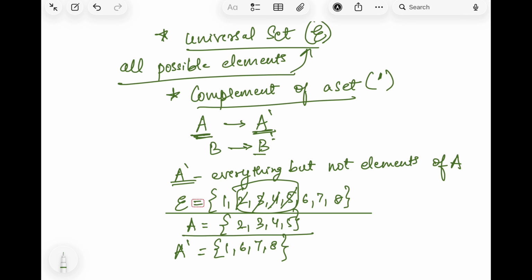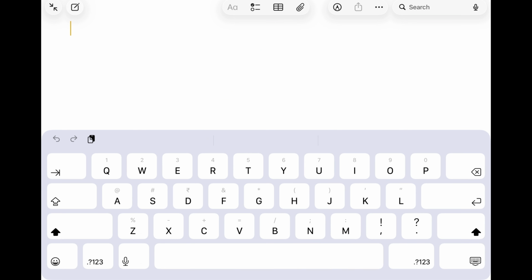Now universal set is done, complement of set is also done. Now we will move on, as I told you, the topic was set notation and Venn diagram. So everything regarding the set we have understood. There is more also, but before that we need to understand what a Venn diagram is. Okay, what is a Venn diagram? It is a kind of diagram.